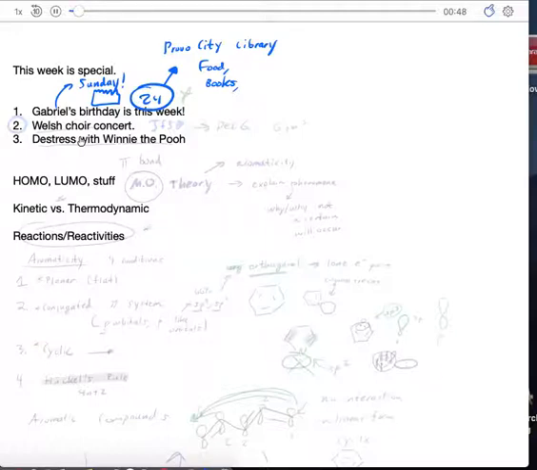And also, fortunately, your test is this week instead of next week, because if you want to, you can come to my Welsh choir concert, which is next Friday. I think it's like 6 p.m. or 7 p.m. in the JFSB building. It should be fun. There will be food and stuff like that.